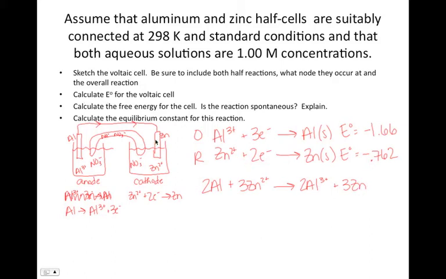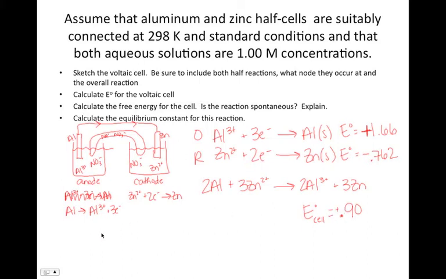Then calculate E for the voltaic cell. Well, since we flipped this guy, that means we flipped this sign. So you end up with 1.66 plus a negative 0.762. And that works out to 0.898, something like that. But sig fig wise, it works out to 0.90. E of this cell equals positive 0.90.